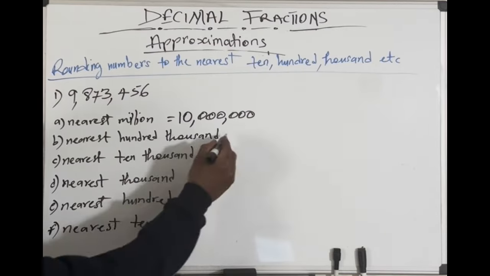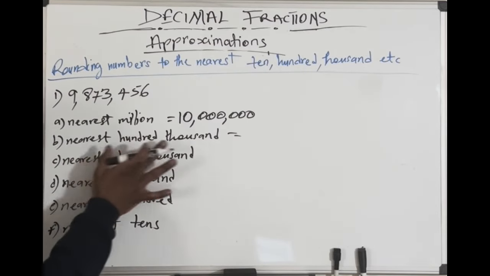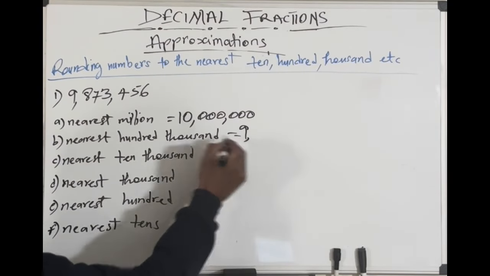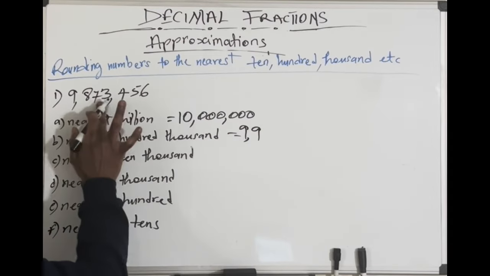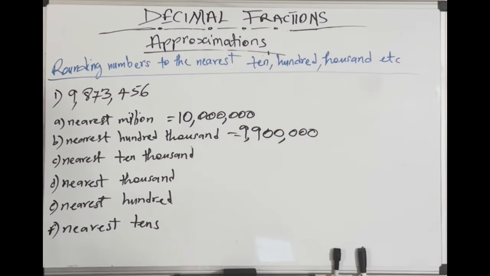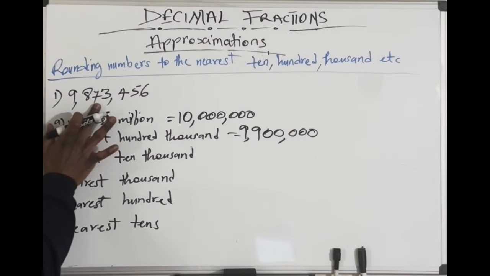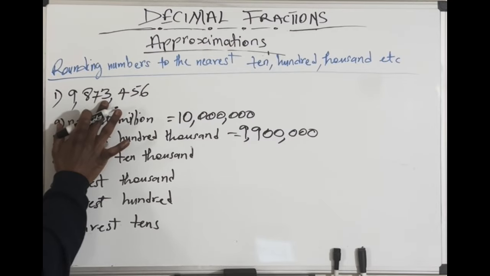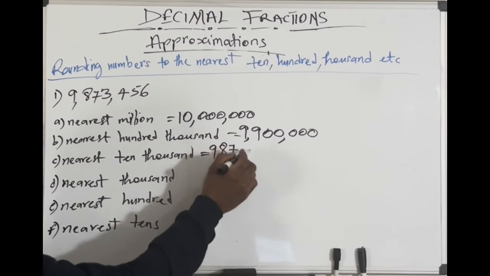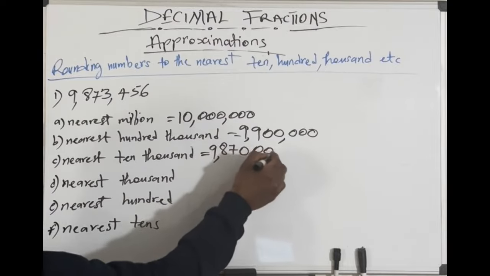Okay, all right. So nearest 100,000. The same way, you move to the 100,000, that will be the 8. The next number is 7, so it will be 9. So 9, 9, and all the rest will be zeros. It's very simple. Then we move to the 10,000. The next is 3. We have to ignore it because it's not 5 or more than 5. So we just write 9, 8, 7, and then 0, 0.